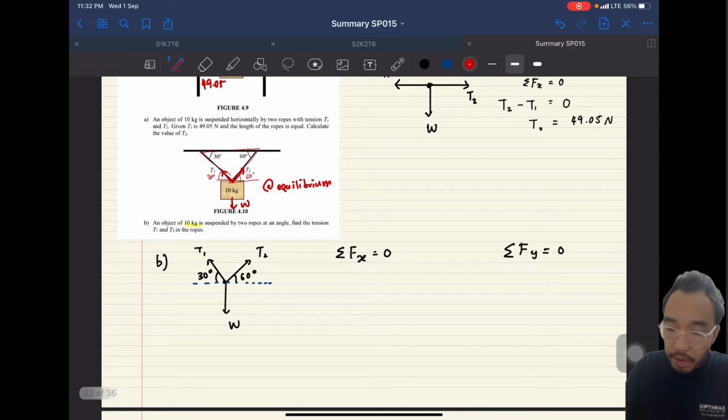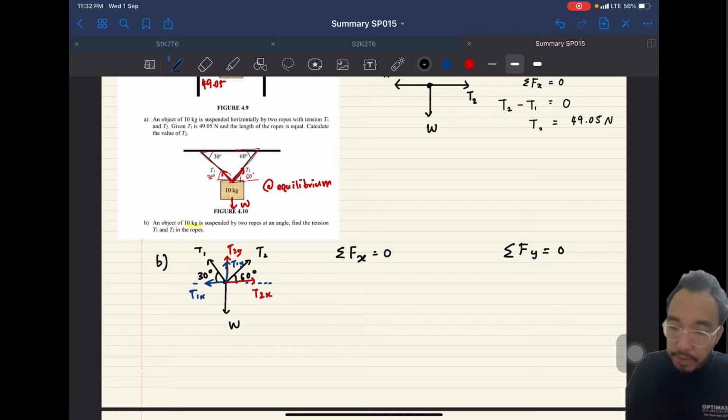And then if you want to resolve, you will expect T2. You have T2x over here, and you also have T2y over here. And the same thing happens for T1. This one will be T1x, this one T1y. Okay, and remember, if it is to the left, it will be negative.